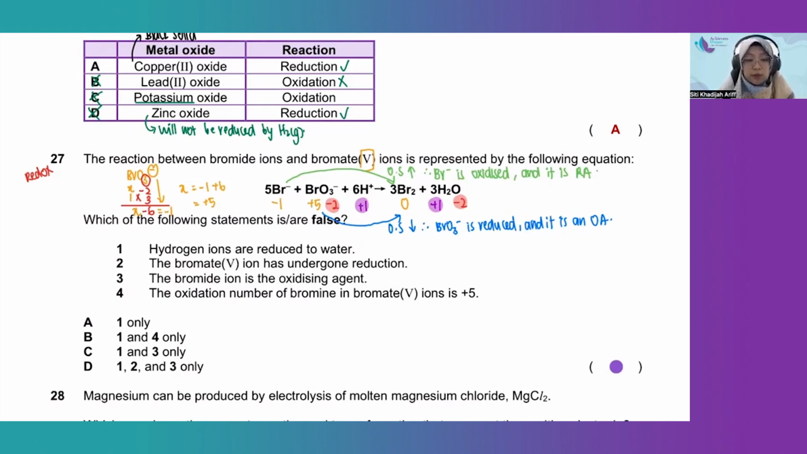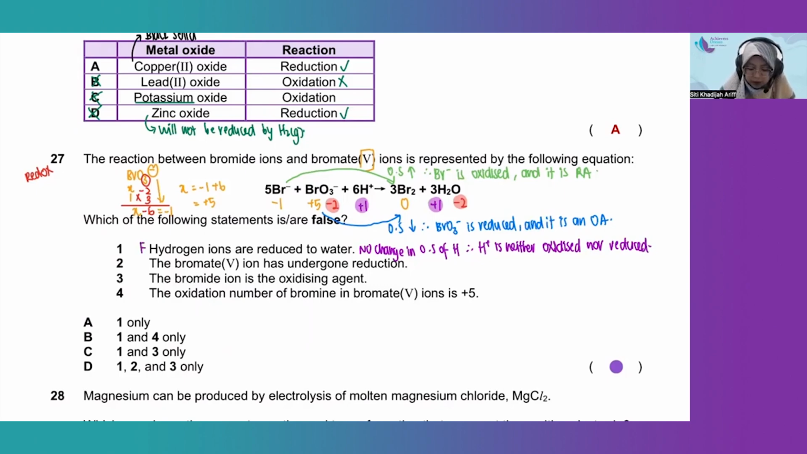The first statement: hydrogen ions are reduced to water. The oxidation state remains at plus 1, so there is no change in oxidation state of hydrogen. Therefore, H plus is neither oxidized nor reduced. Are they reduced? No, they are not reduced. Hence, this statement is false.